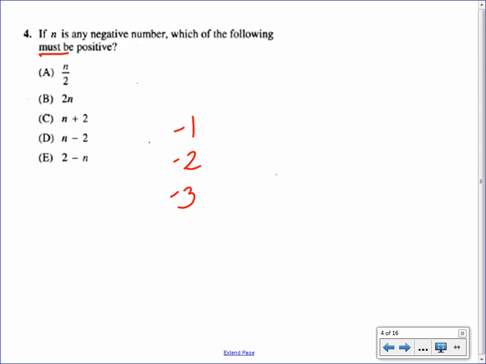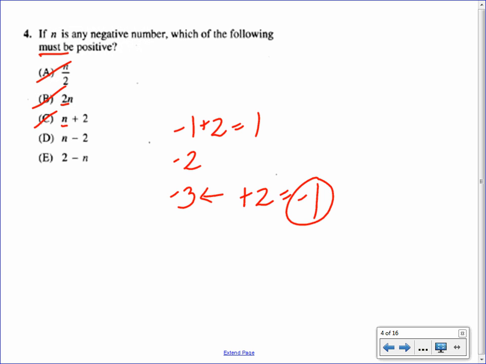Okay, so A would be a negative divided by a positive number, which will give you a negative number. So A is out. B is a positive number times a negative number, so that would give you a negative number, so that's out. So this is really just kind of testing your knowledge of the rules about positive and negative. C, it could give you a negative number, so if n was -3, for example, -3 plus 2 would give you -1. If you had -1 plus 2, it would give you a positive number, but since it can give you a negative number, then that can't be the right answer.